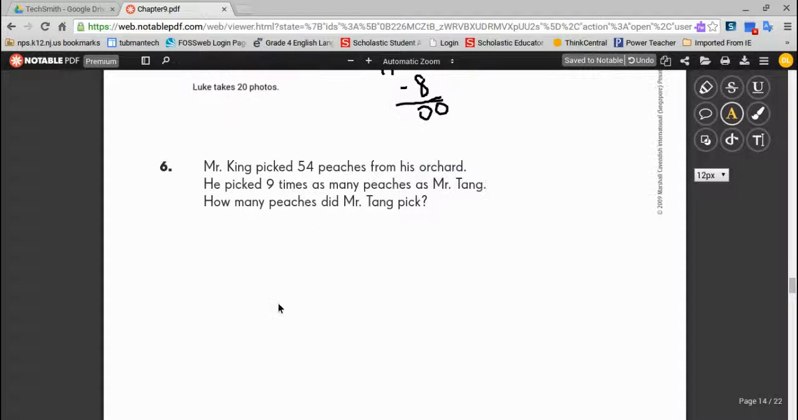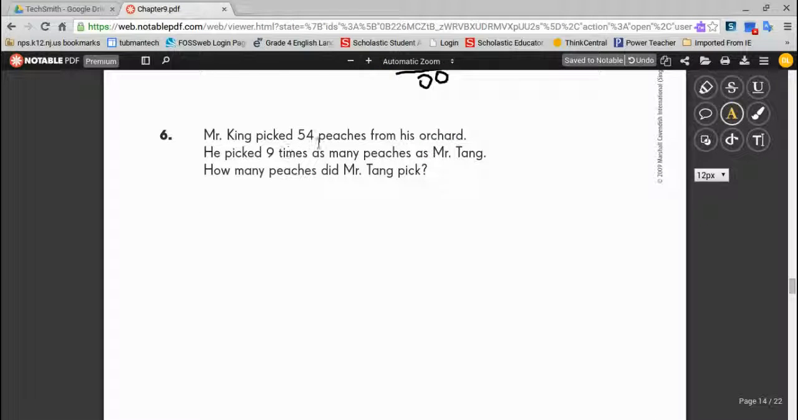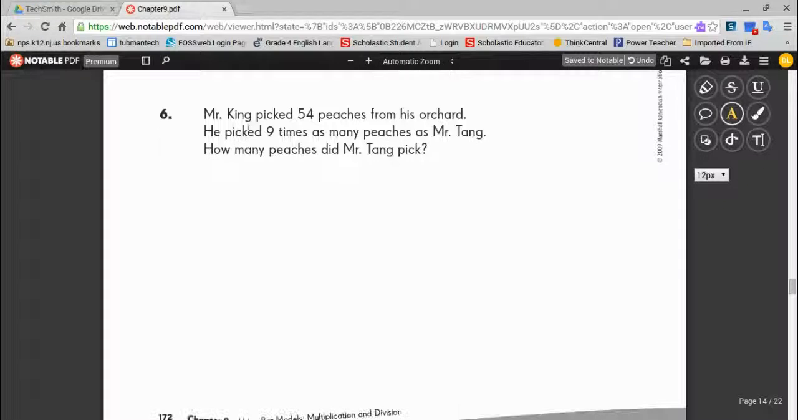Alright, let's do number 6. Mr. King picked 54 peaches from his orchard. He picked 9 times as many peaches as Mr. Tang. How many peaches did Mr. Tang pick? Alright, so Mr. King picked 54 peaches from his orchard.